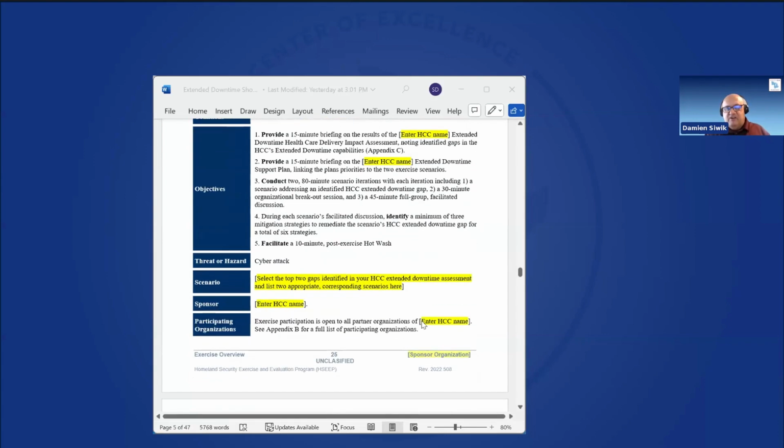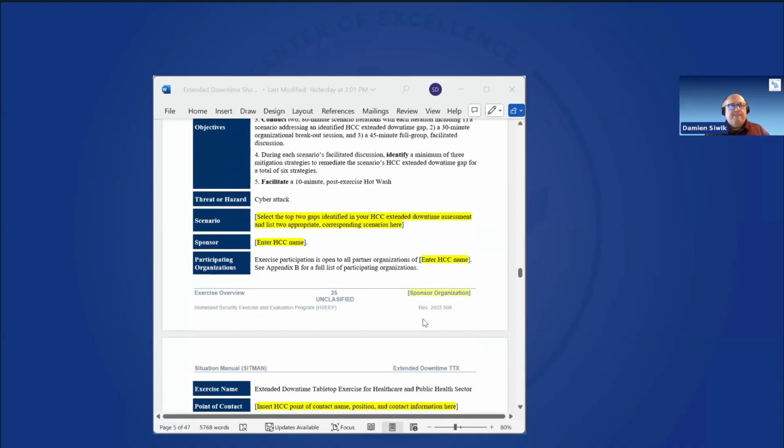Scenarios, we did not bake scenarios into the tabletop template, simply because the scenarios should be driven by the Healthcare Coalition's priorities and gaps. To say that this is the scenario for all healthcare coalitions would not necessarily be appropriate from where we sit.